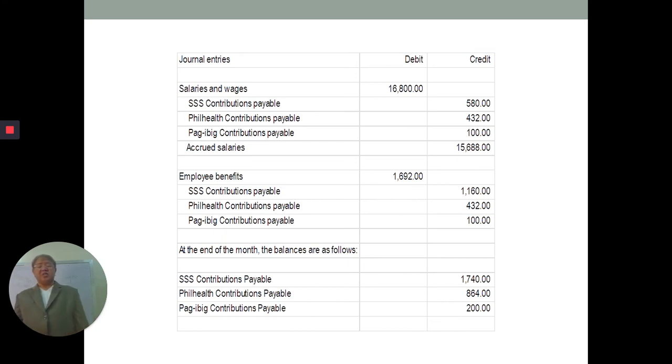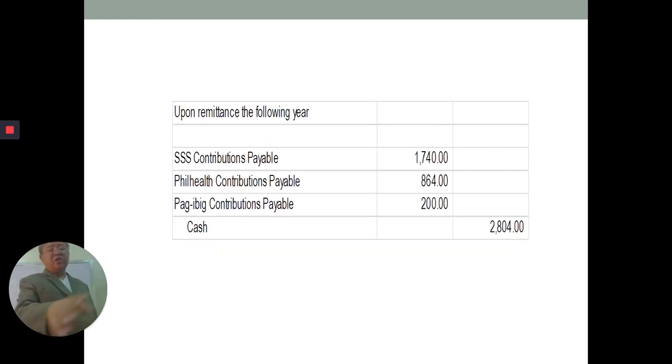So this will have to be remitted. And what will be the entry? The entry will be debit contributions payable, PhilHealth contributions payable, and Pag-ibig contributions payable, and credit cash. So that will close the obligation the following month. Okay? So that's it. Next, of course, is the value-added tax.